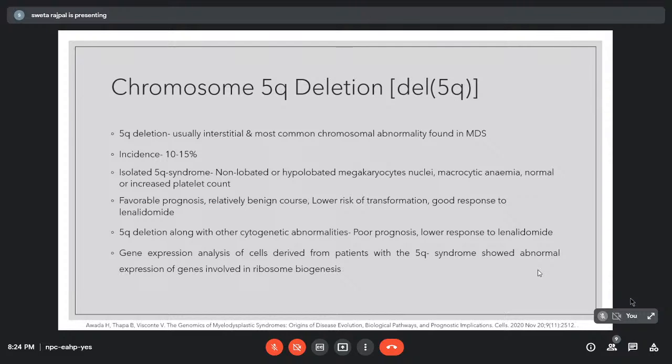When patients, apart from the 5q deletion, have other cytogenetic abnormalities, they will have a poor prognosis. They don't respond very well to lenalidomide.